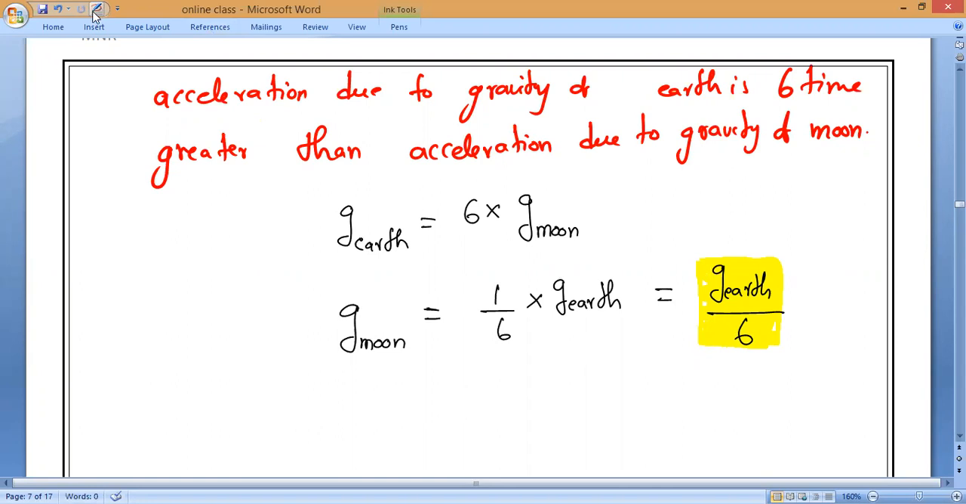So that is the relation. Please learn it. So if you do 9.8 divided by 6, how much will come? You'll get 1.63 meter per second square. So that is the acceleration due to gravity of the moon. Is it right or wrong? Yes, everybody? That's all.